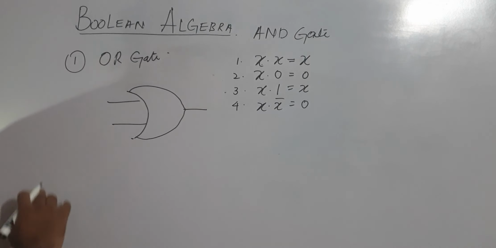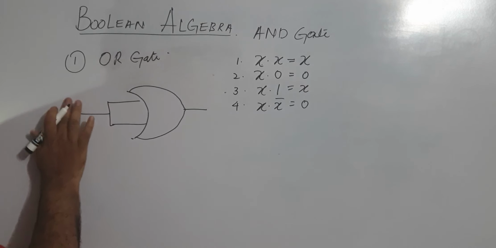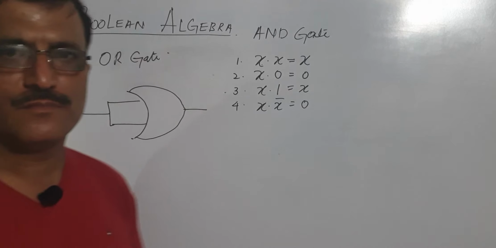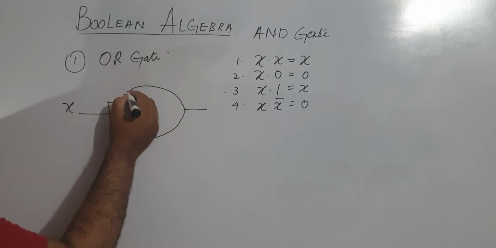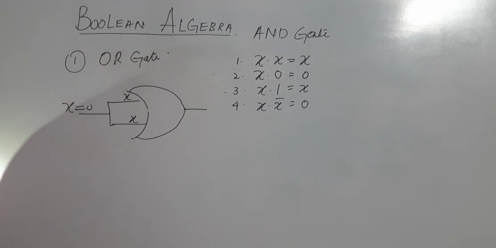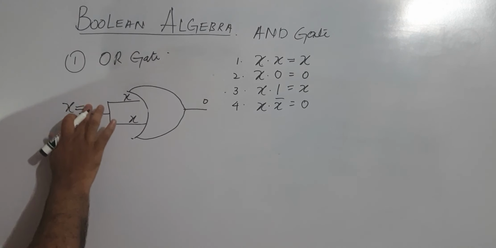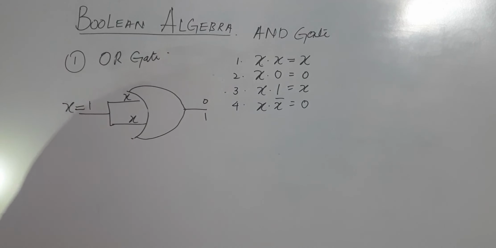Again, let me talk in terms of x. Let me make the two inputs common and connect them with the name x. What type of operation may we have in this situation? This input is x, and this input is also x. If the value of x is 0, both inputs become 0, 0. What will be the output? 0. What if the value of x is equal to 1, both inputs become 1, 1. What will be the output? That is 1.